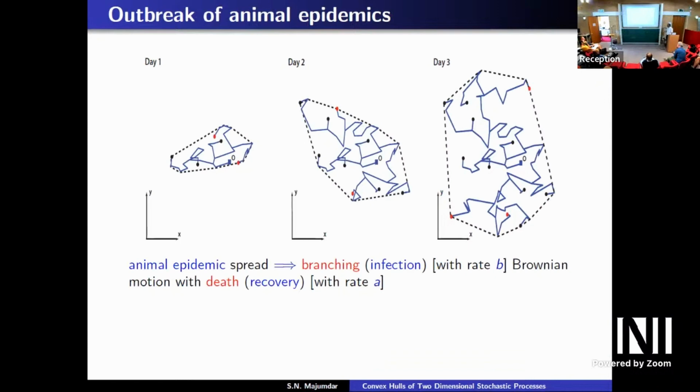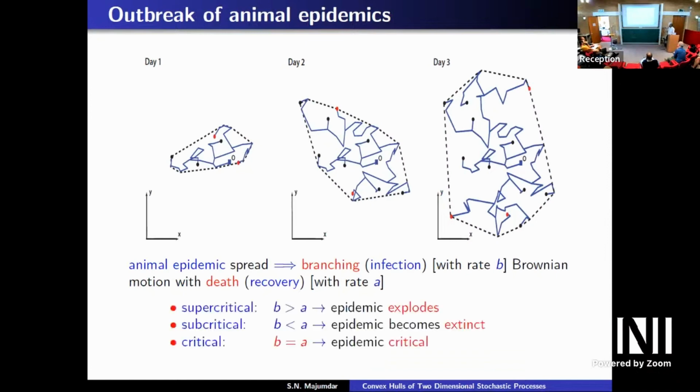And so basically this is the picture after day 2, and it grows, and day 3 it grows, and so on. And so now what happens here is that when the infection rate is bigger than the recovery rate, then of course you'd expect the epidemic to explode, and it does. And on the other hand, if B is less than A, then the epidemic becomes extinct after some time.